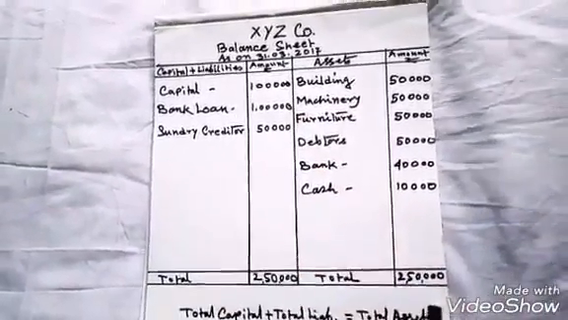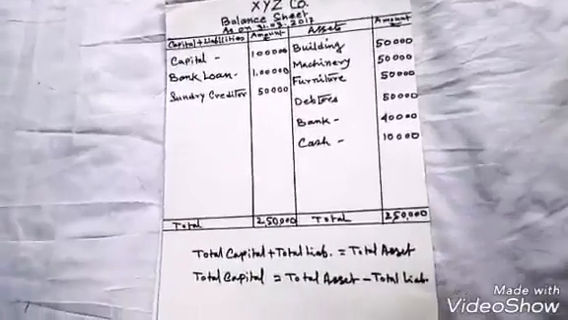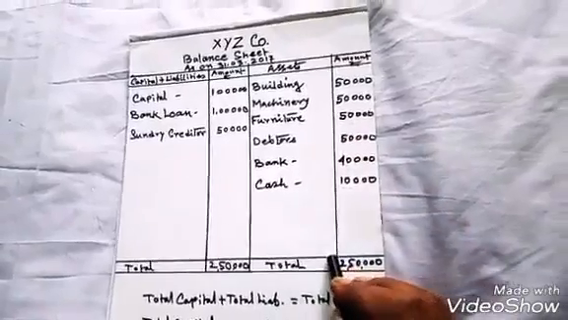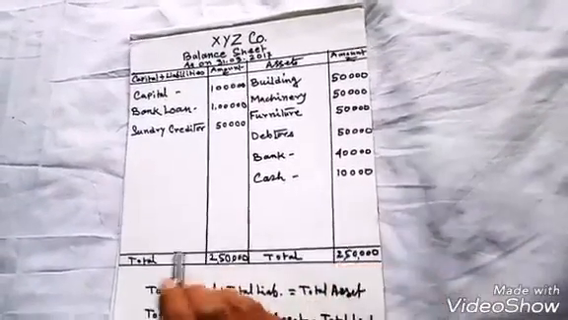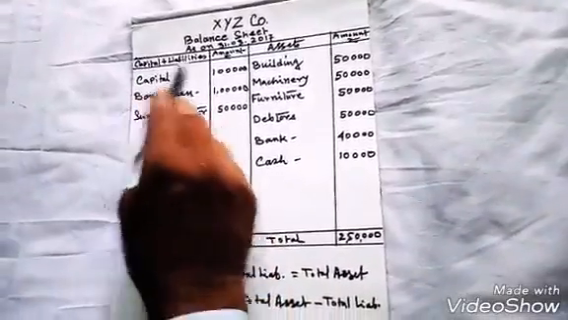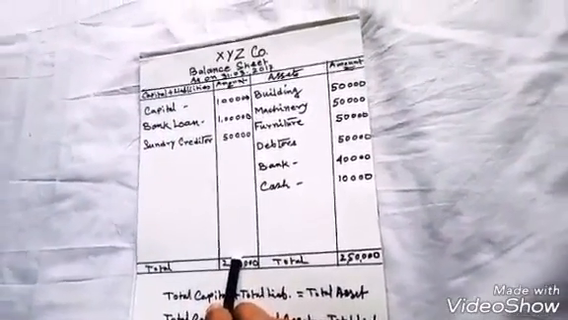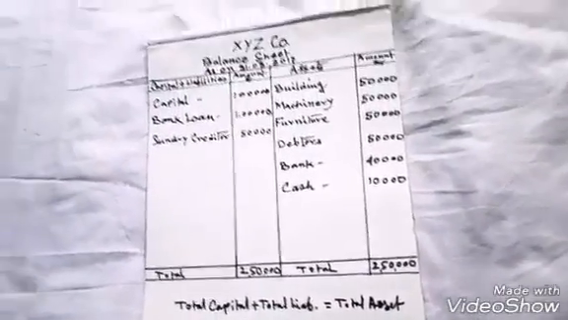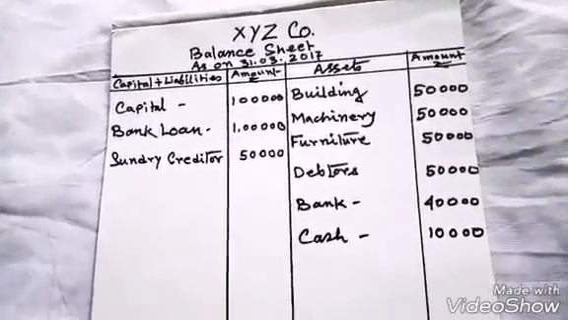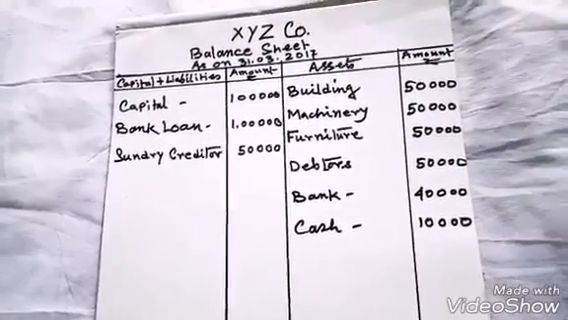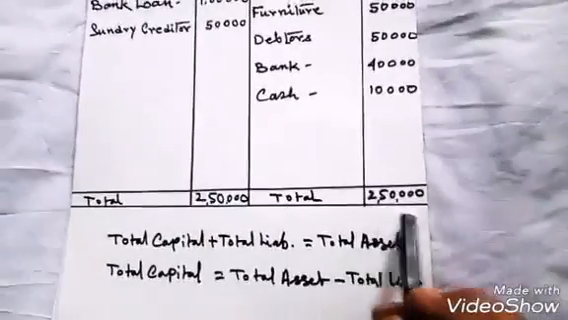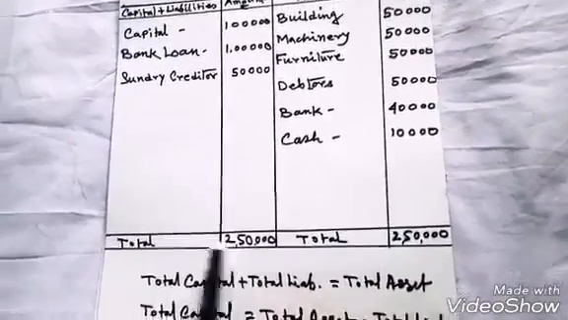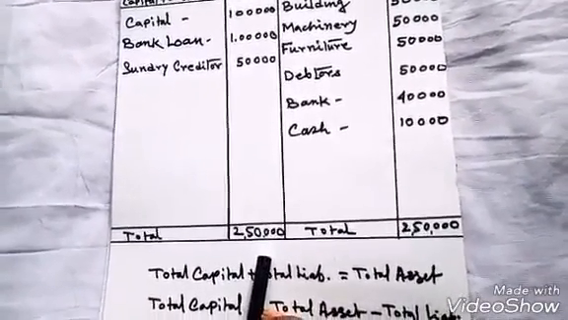See, in this balance sheet, there are two sides. On the right side, it is the asset, and on the left side, it is the capital plus liabilities. The total amount of the asset is 2,50,000, and the total of the liability side is rupees 2,50,000.